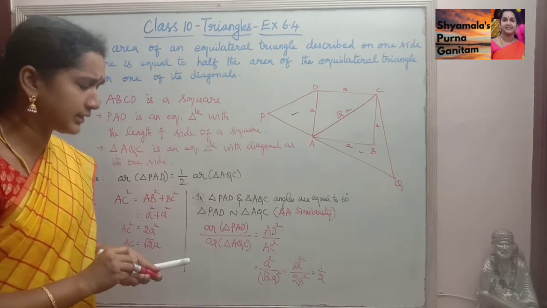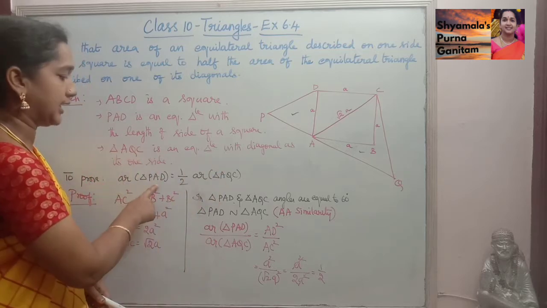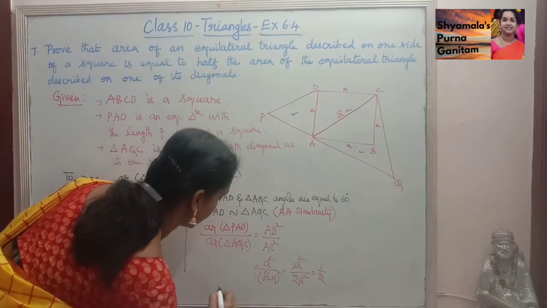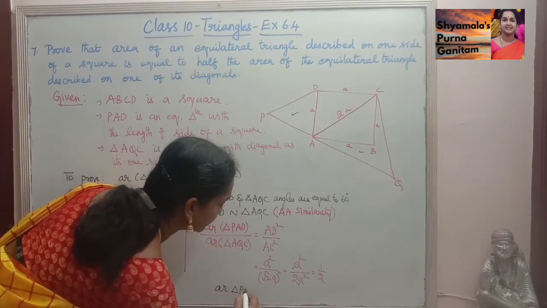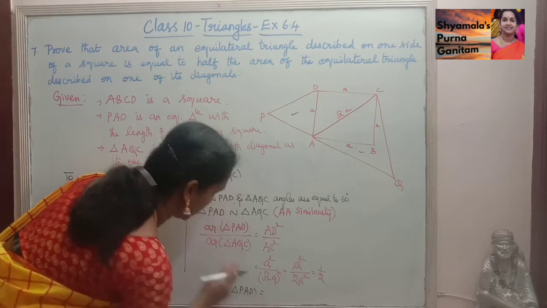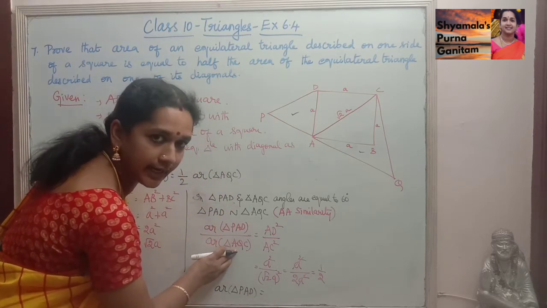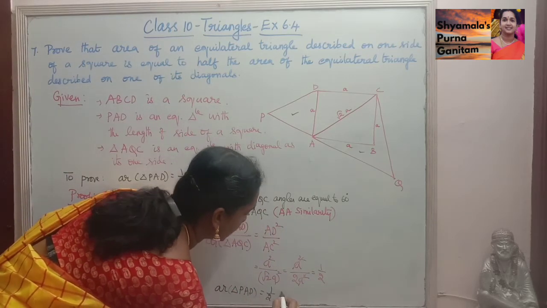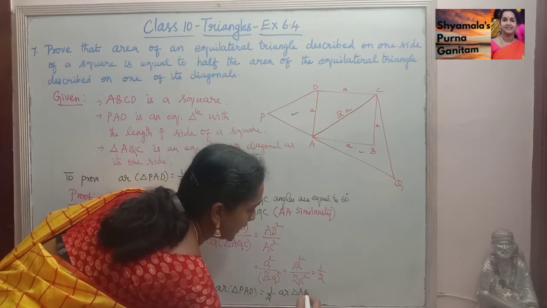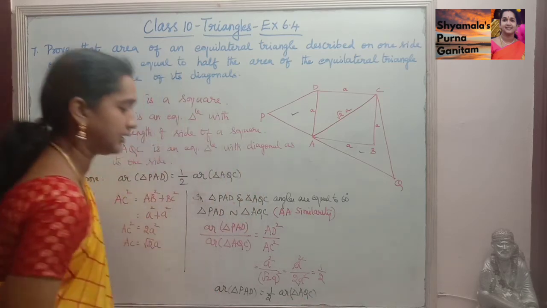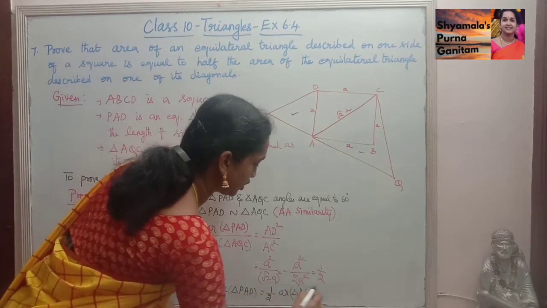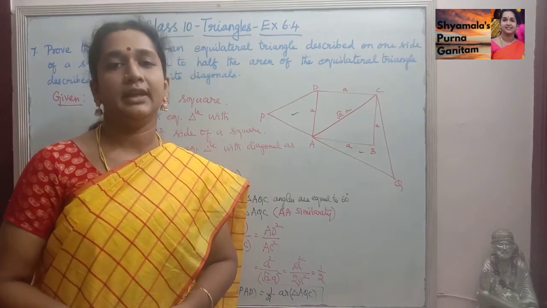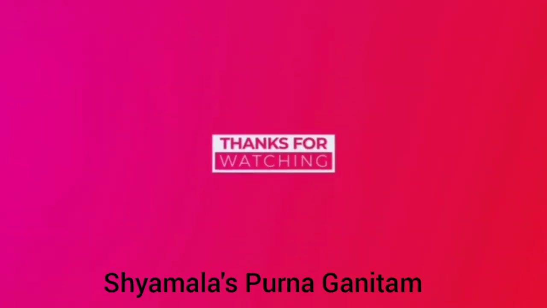So what is the thing we are asked to prove? Area of triangle PAD is equal to half the area of AQC. So that we got. When we cross multiply, the area of triangle AQC goes to the other side, and we already have the half there. So the area of triangle PAD is equal to 1 by 2 into the area of triangle AQC. So we have proved the result. Okay. Thank you.